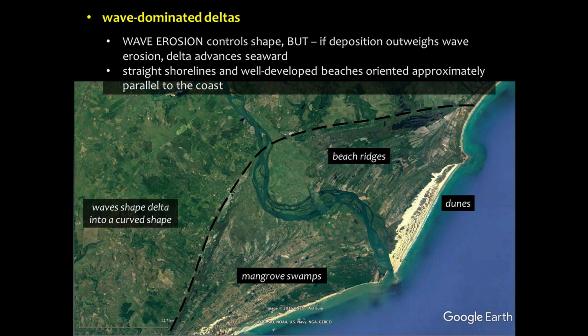What are some other features that we see with this delta? Very straight shorelines, beaches nicely developed, some with dunes that orientate themselves parallel to the coast. As this delta grows, the dunes eventually become what we know as beach ridges. They become more heavily vegetated. And we also see sometimes associated with these, especially in more tropical areas, mangrove swamps. So this is a very typical wave-dominated delta.